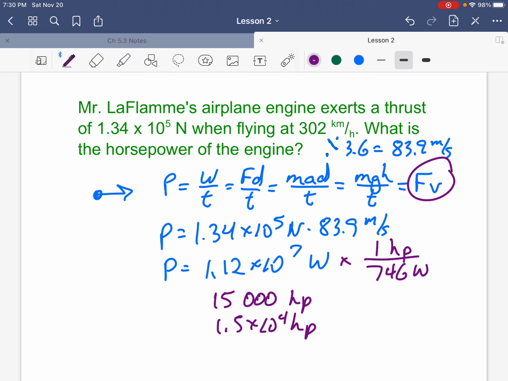It's a fairly powerful motor for an airplane. Well, depending on the size of the airplane. Anyway, that's what I expect you to know and be able to do for power.